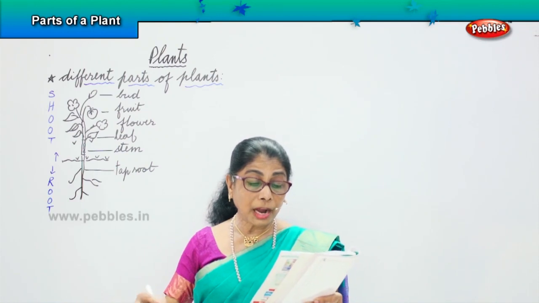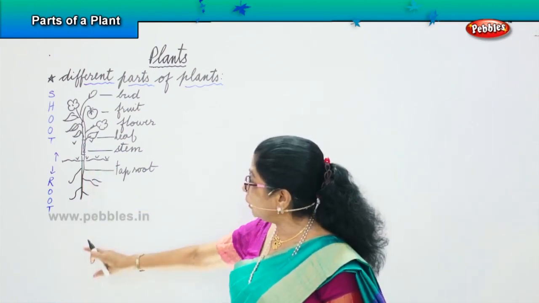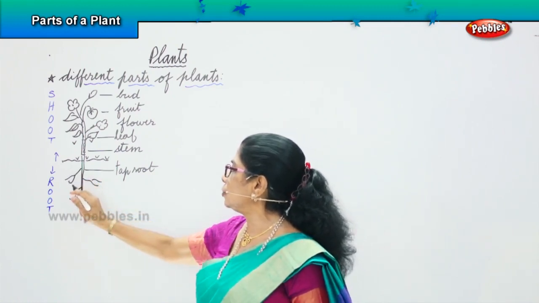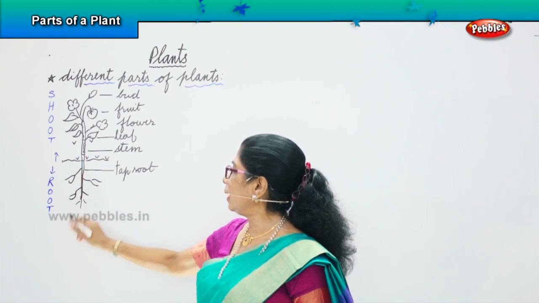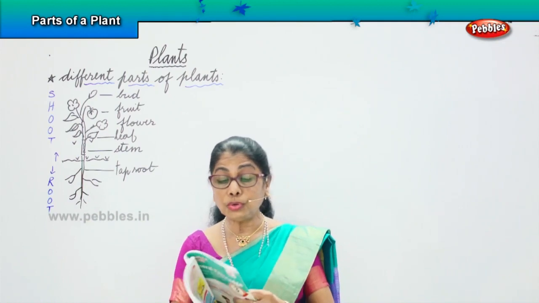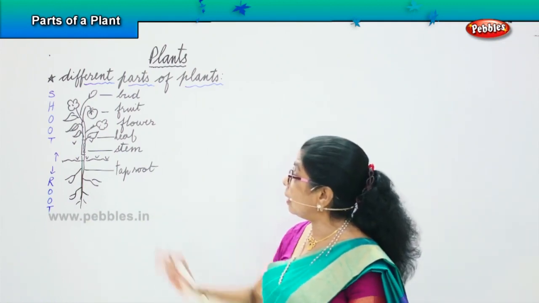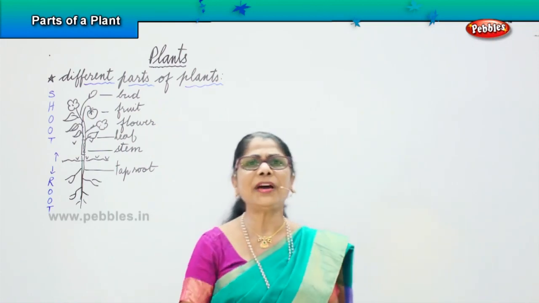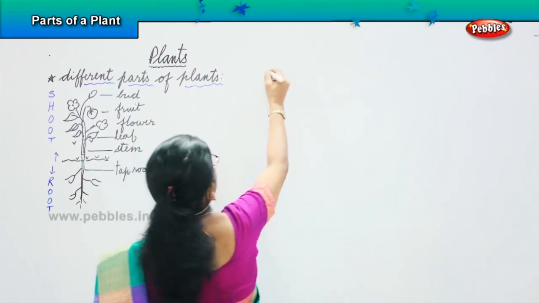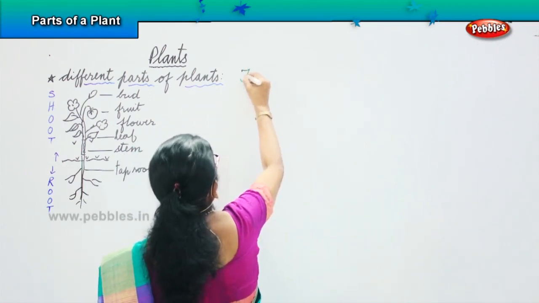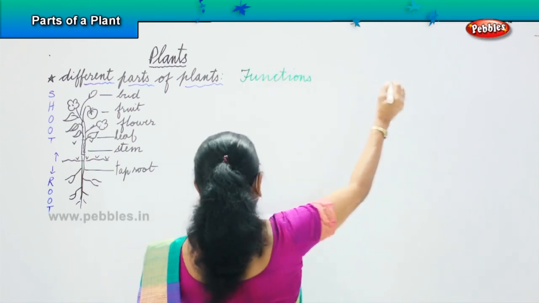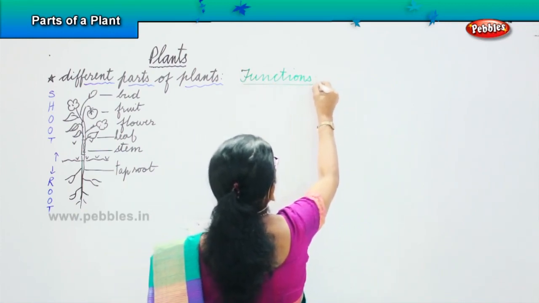Alright? The part which grows below the soil is called the root, and it's got a taproot and tiny tertiary roots and all that. And it holds the plant firmly to the soil. Now we're going to look at each of these parts of the plant. What is the function? Okay, so we are going to now look at the functions of these parts.